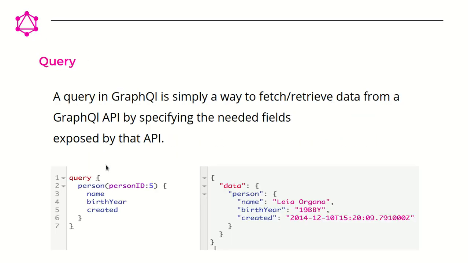So the next thing is a query. A query is simply a way to fetch or retrieve data from a GraphQL API by specifying the needed fields exposed by that API. Now, what is a query? A query is more like in the RESTful world where you make GET requests. That's the same thing as a query. A query is a way for you to tell the API, just return this for me. I just need this.